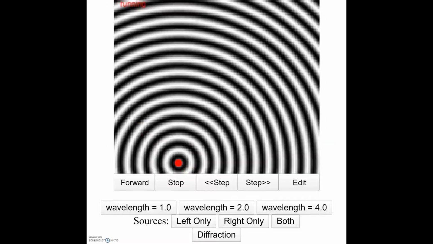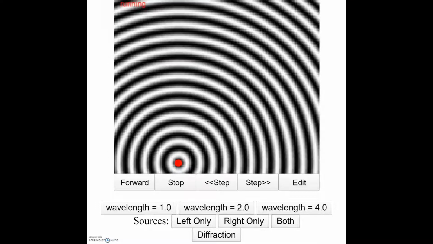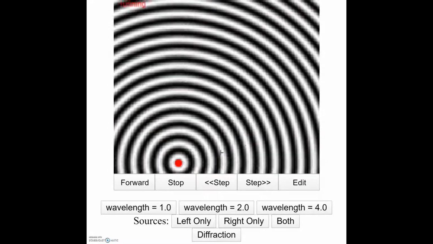In this course, I'm going to be talking about waves and interference. So here what we have is one wave. What I want you to do is get as close as you can and stare right into the red circle.